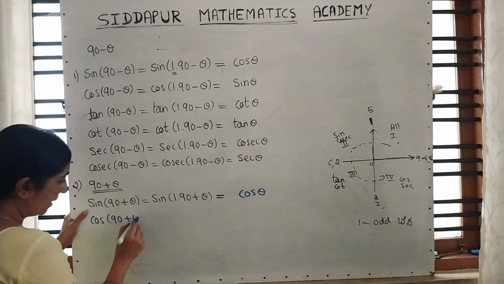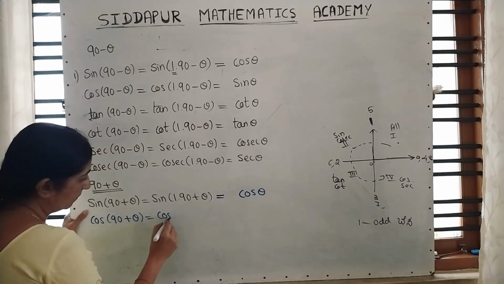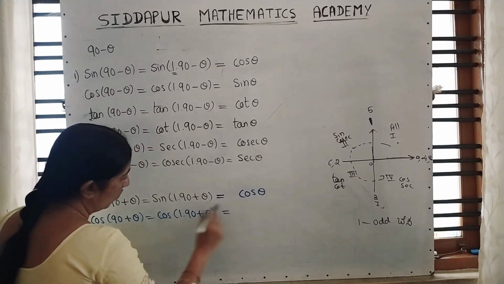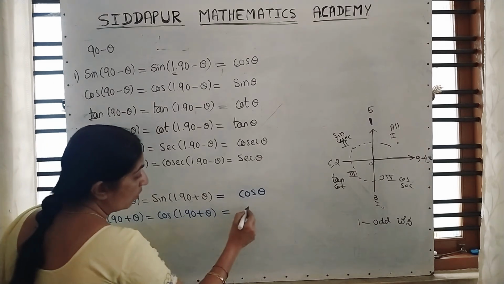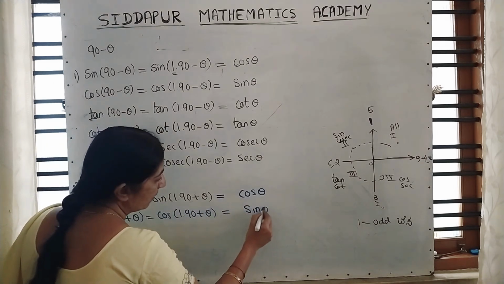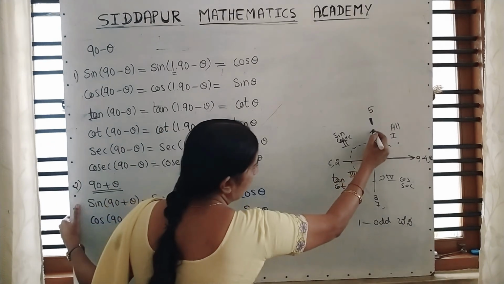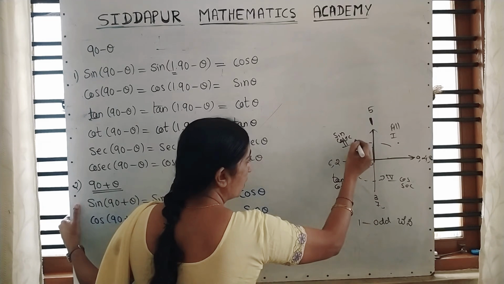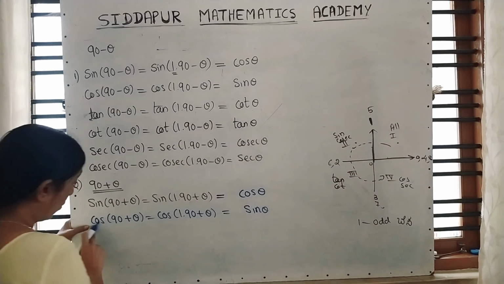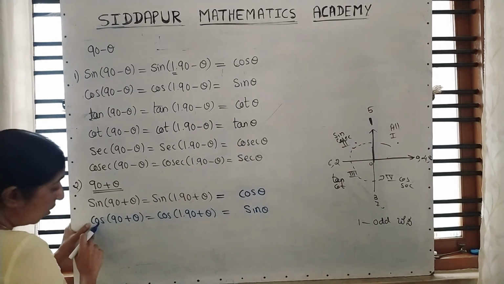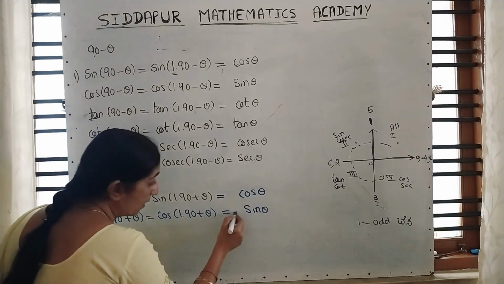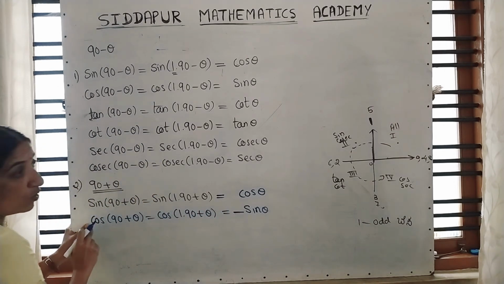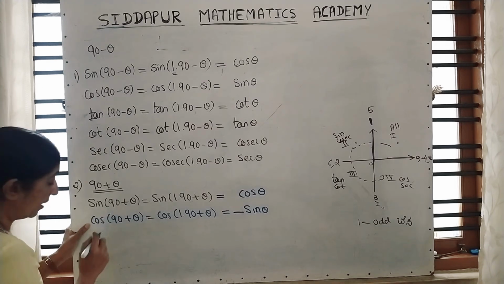Cos of 90 plus theta. Cos of 1 into 90 plus theta. 1 is odd, cos changes to sin. Where does it come? This is the line 1 into 90. Plus means the second quadrant. In the second quadrant, we have to see cos. Cos is negative. That's why the answer is negative. Understood? Cos is negative in the second quadrant. Next.